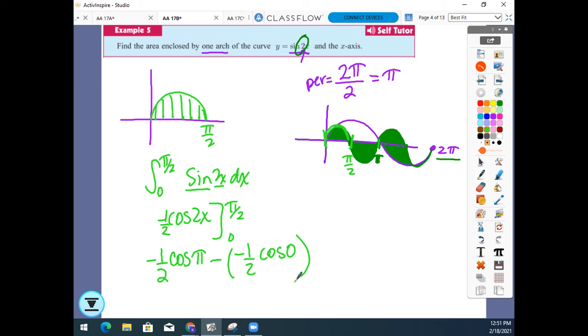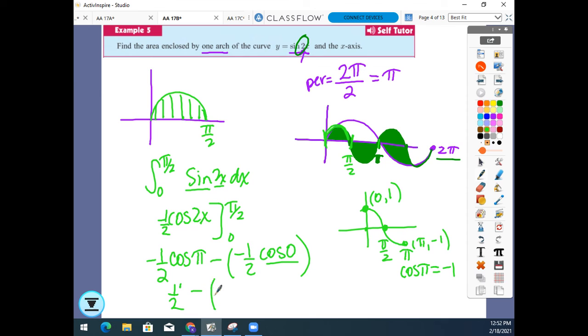All right, so if we're evaluating cosine, cosine of 0 is 1, cosine of pi is -1. So cosine of pi is -1 times that -1/2 is +1/2, minus cosine of 0 is 1 times -1/2. So I'm going to add the opposite, and I get 1.